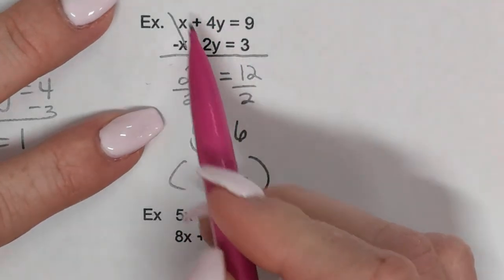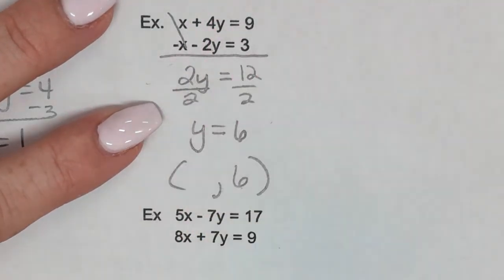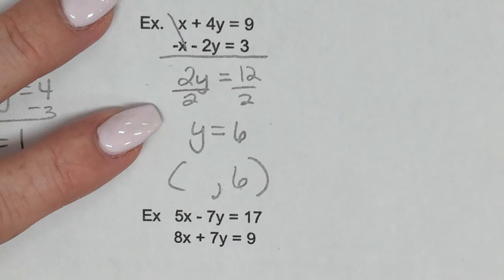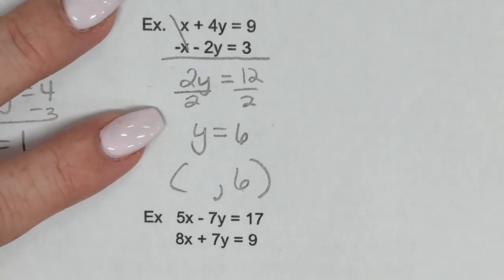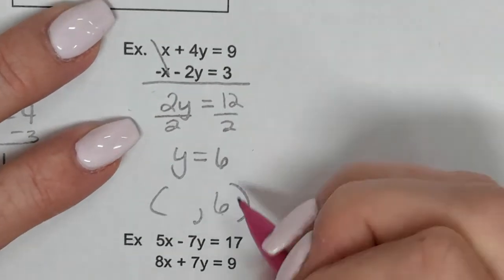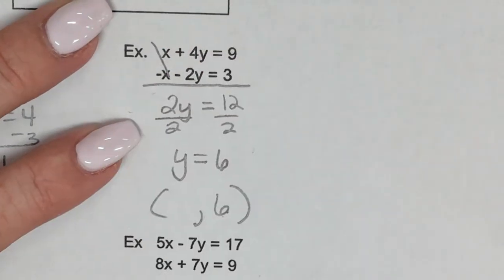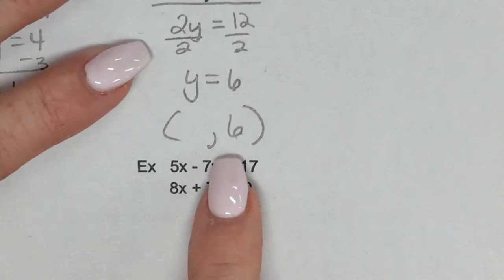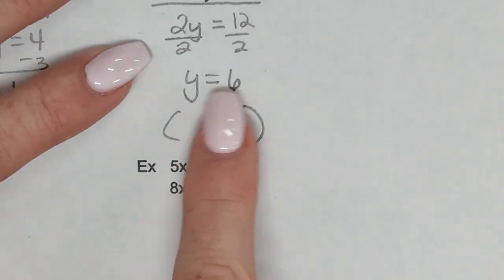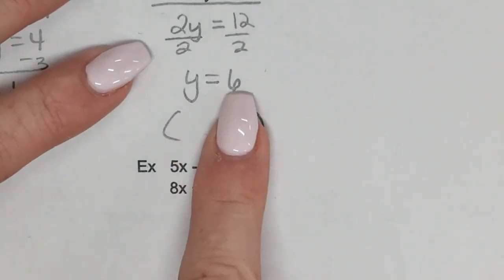Which one of these equations do you think would be easier to work with? I like the top one because it's positive. Will I get the same answer either way? Yes. All right, so I'm going to go plug in 6. Am I plugging in 6 for x or for y? Guys, look at what we solved for. I have to plug it in for y.